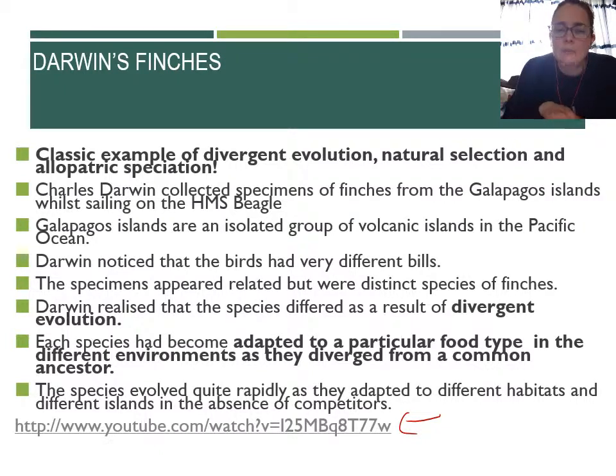But we're looking at how one species of finch looks very different in some ways, but also very similar in other ways to the finches that they're seeing on the different islands, and how they have become different species over time based on their particular food type, creating that selection pressure for these finches to change within the environment that we're finding them.